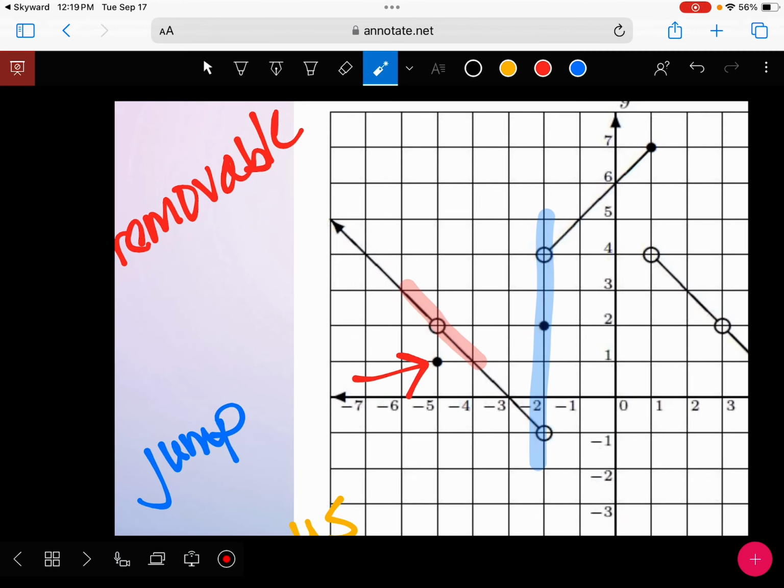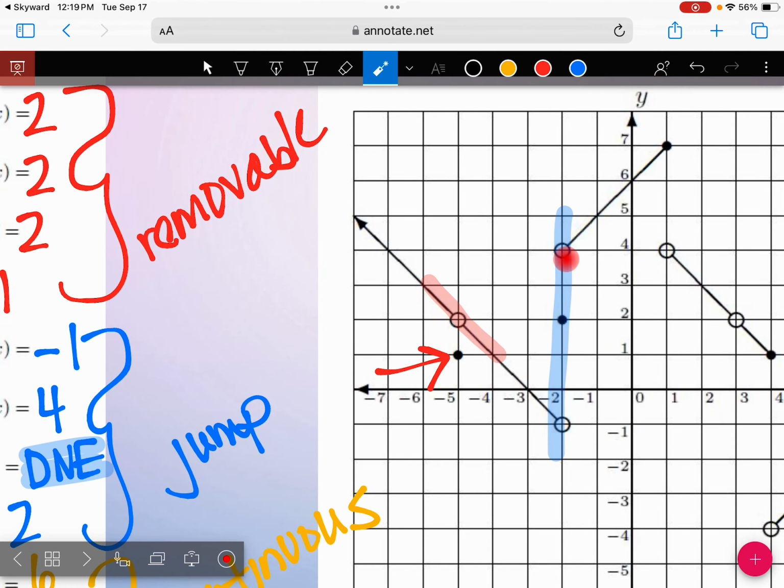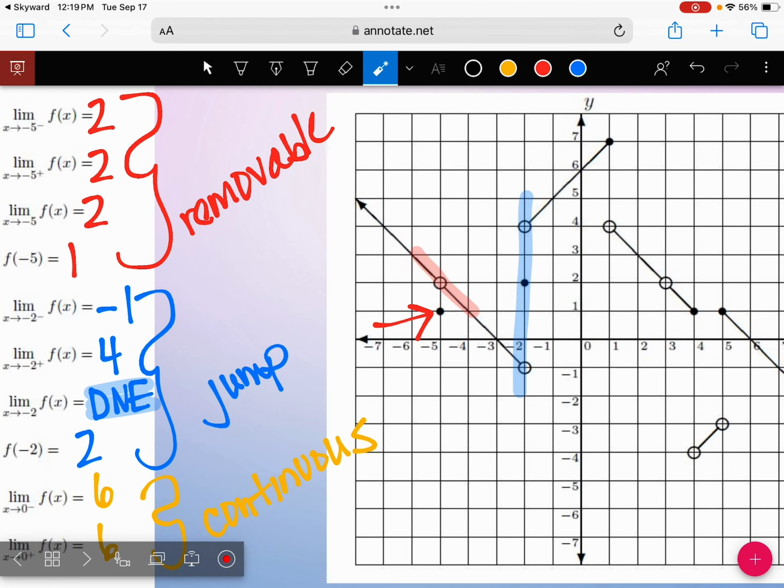But for -2, these two graphs are not connected. That's a jump. That's D and E. The left side is at -1. The right side hits at +4, which is why that point is D and E. For number 8, I'm looking at the closed dot, which is +2. And for the last one, there isn't a discontinuity at 0. So I'm just looking at where it hits that yellow line, and that would be 6.